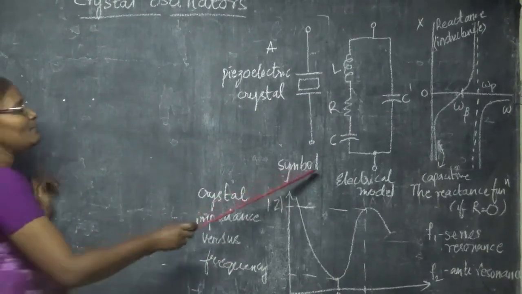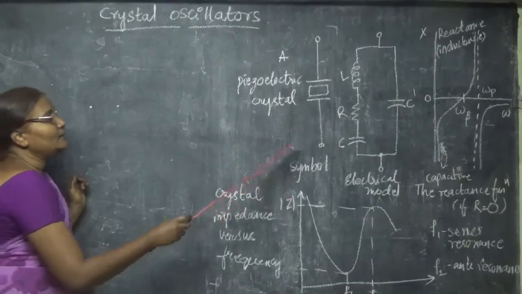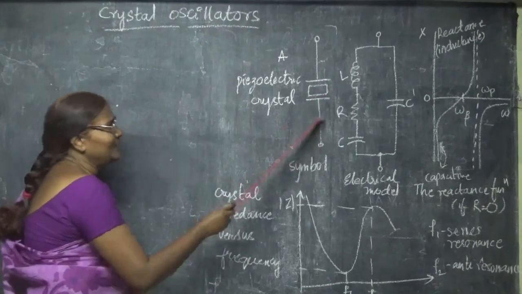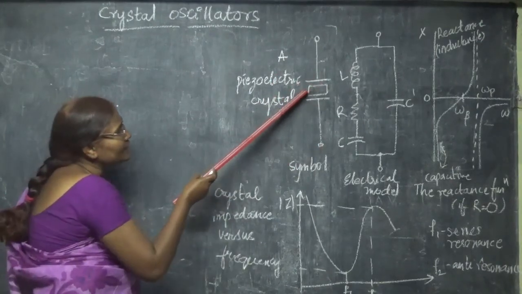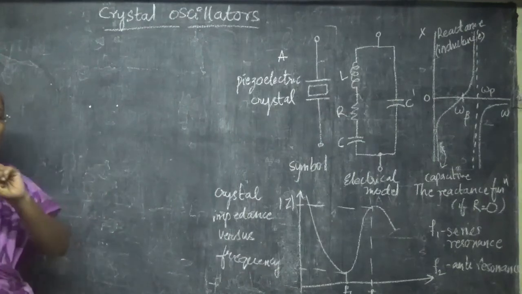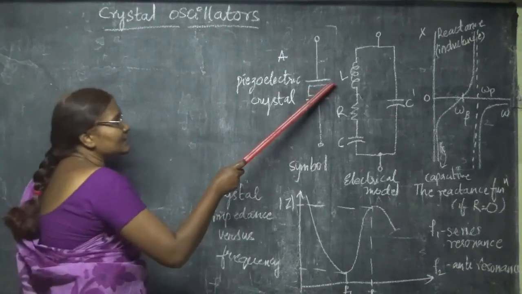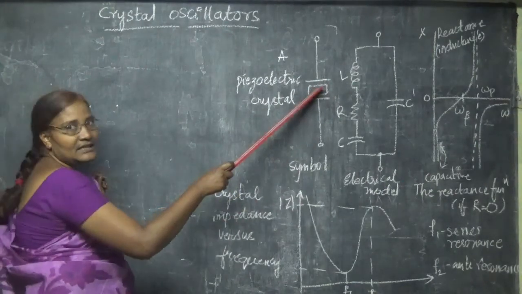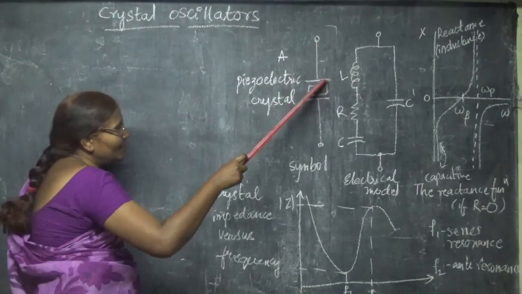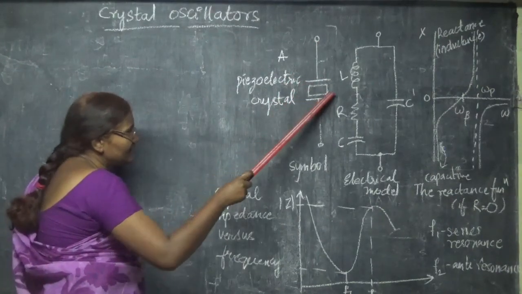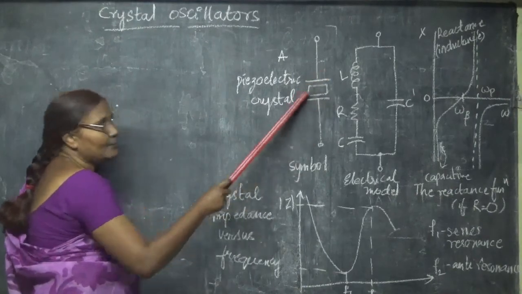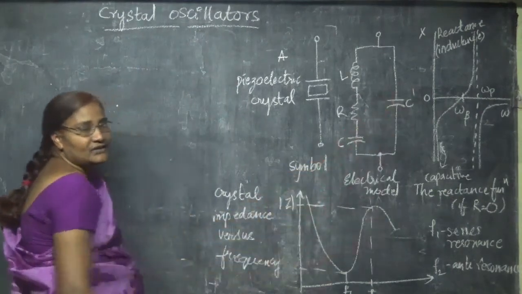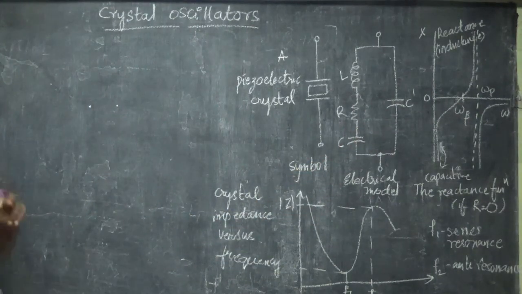And this is the symbol for a crystal. Here, the two faces of the crystal are attached to the two plates, and in between, a crystal is placed. And you have to know one thing here, that this crystal is a perfect dielectric. That means this is an insulating material. So these two metallic plates, with a dielectric between them, work as a capacitor, and that capacitance is represented here with the C dash.